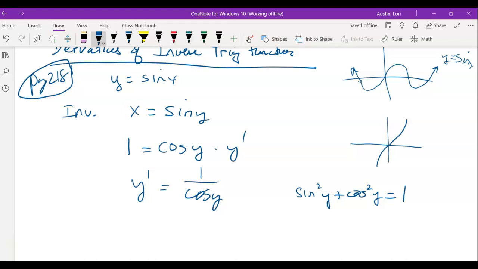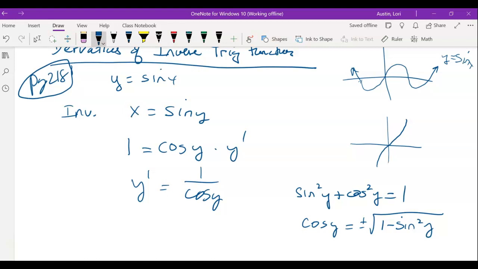So if you agree with that, would you agree that cosine y itself would equal the plus minus square root of 1 minus sine squared y? Would you agree with that? Just a little algebra. Just rearranged it. Okay?